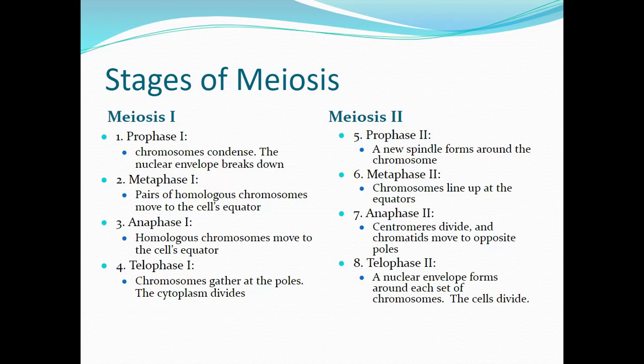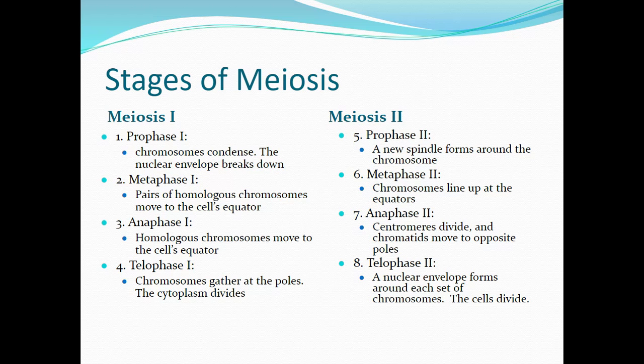Okay, so let's compare prophase 1 versus prophase 2. In prophase 1, you'll notice that the chromosomes are condensed and the nuclear envelope breaks apart. That is the same thing that happens in mitosis. But in prophase 2, new spindle fibers form around the chromosomes. So now we don't just have one set of spindle fibers, but we have two sets of spindle fibers.